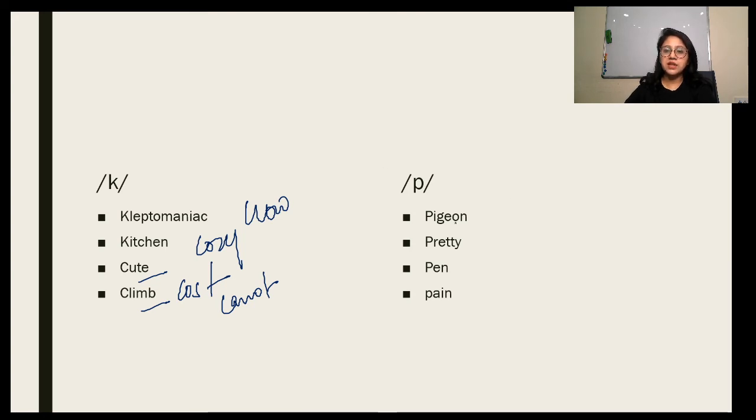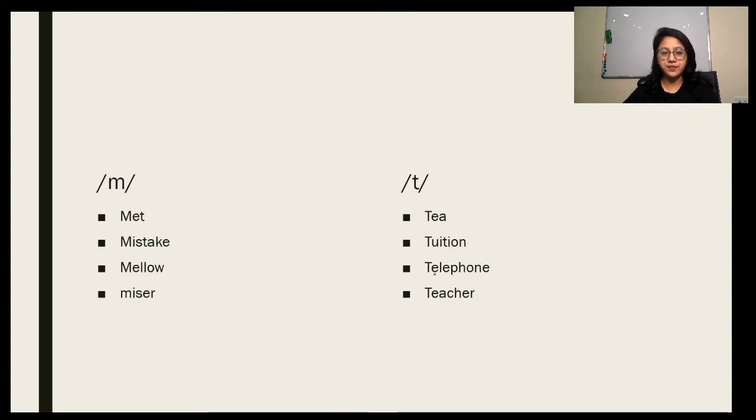Now, let's have a look at per: pigeon, pretty, pen, pain. Again, pigeon, pretty, pen, pain. Very important again to understand the difference between these two sounds. The k sound and the c sound, not the per. The k sound, even with the spelling c, is the k sound, because like I mentioned earlier, there is no difference. In fact, spelling is not a determining factor for pronunciation. So you need to be aware of that.